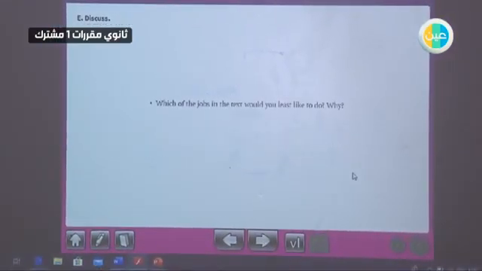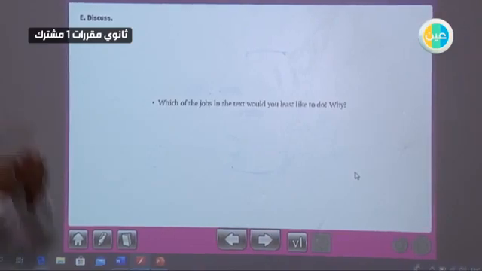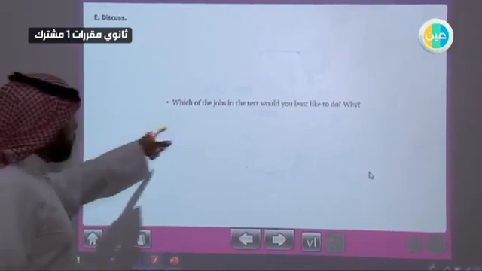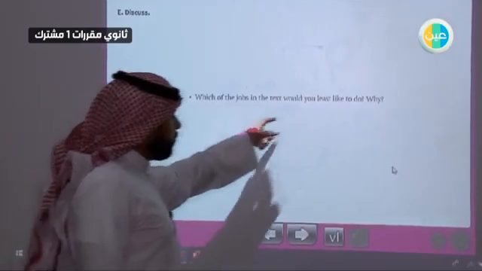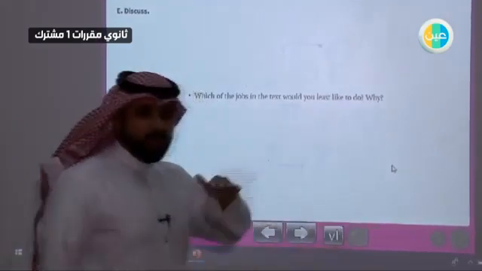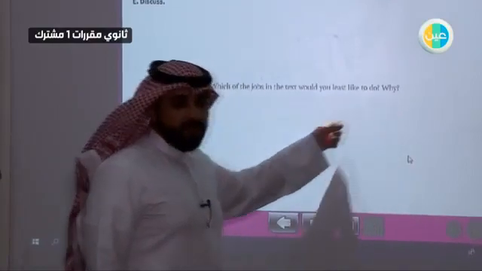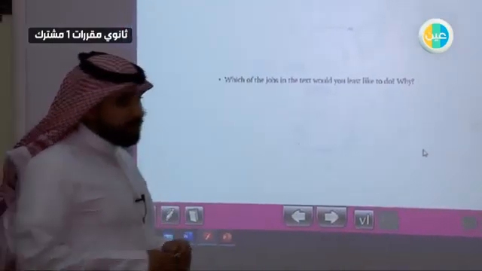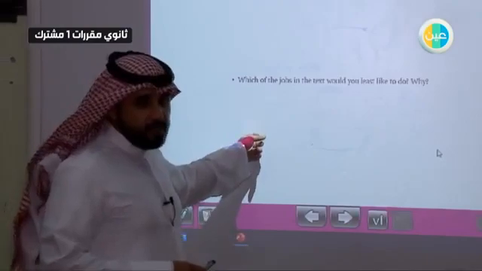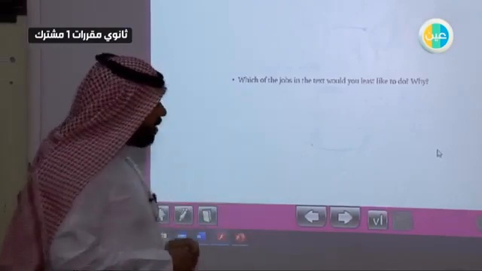The last thing here, and the last part of our lesson today, is which of the jobs in the text would you least like to do? You don't like or you don't want to do, and why? Think about this question, and if you can answer this question, just do it.